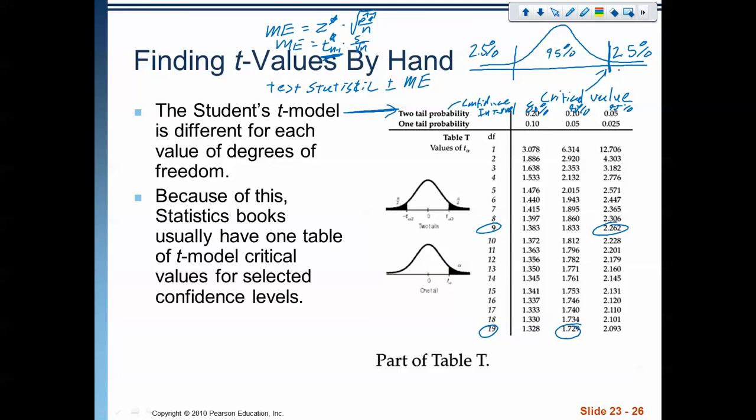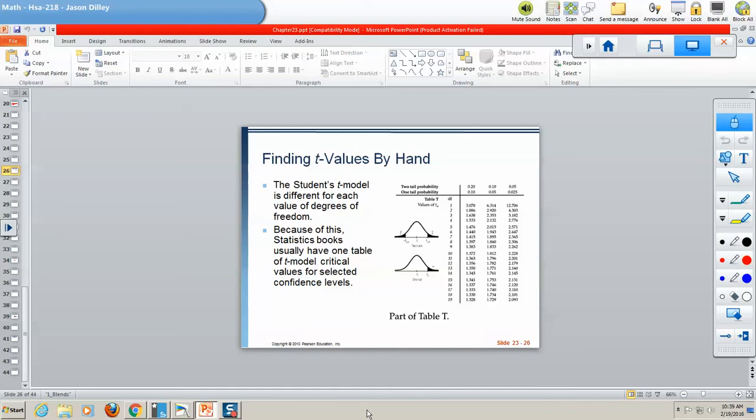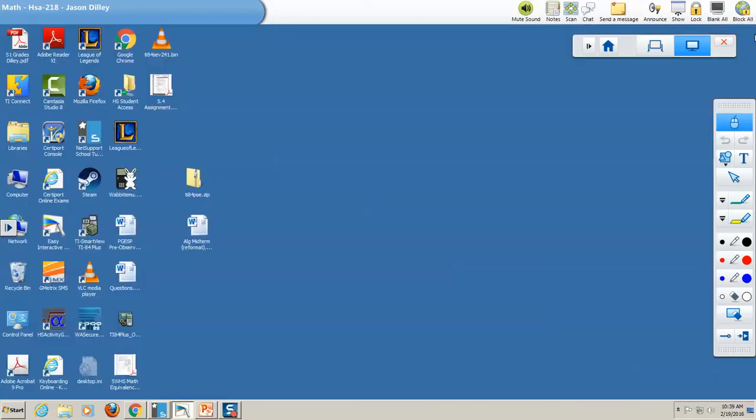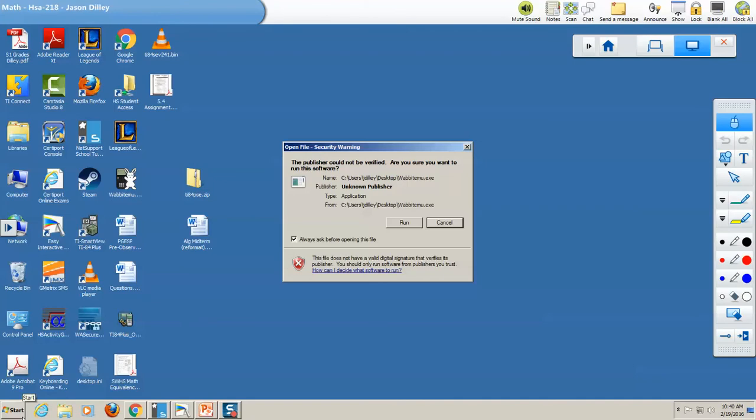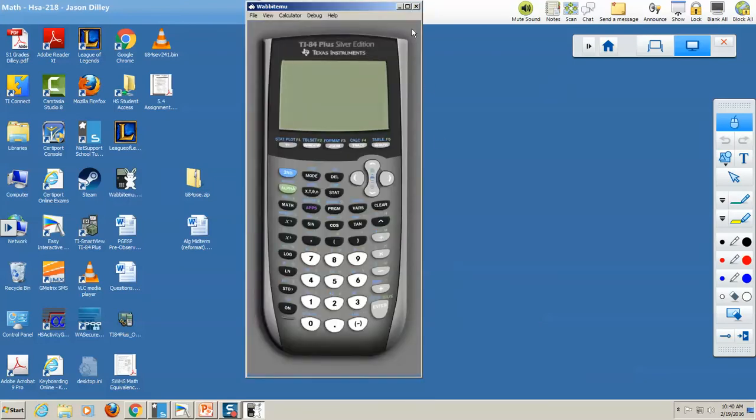Again, remember, this is the key, right? We're looking for this point. So let's back out of this and look at our calculator, which I didn't open ahead of time because I'm a terrible person. Ooh, there we go.